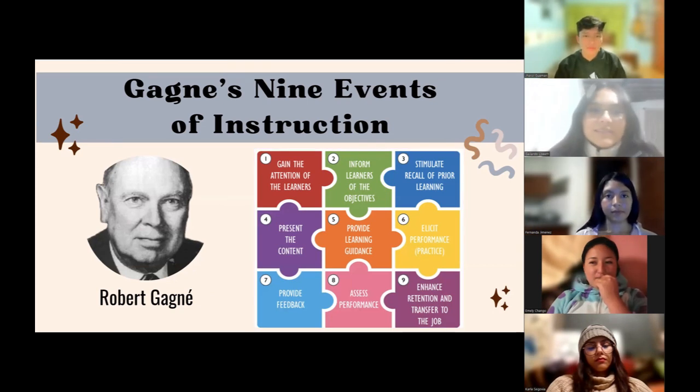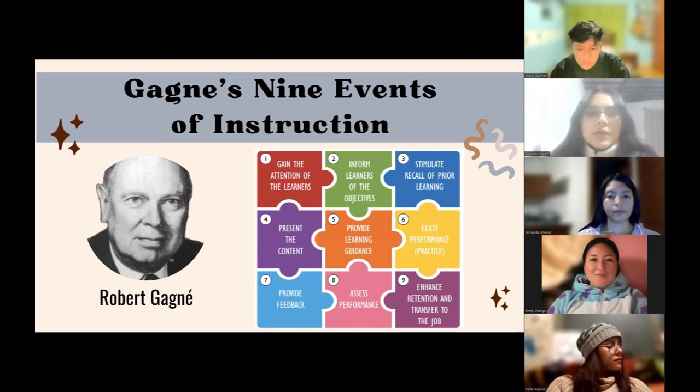The next is Gagne's Nine Events of Instruction. This model was developed by Robert Gagne, and it is a series of events that are associated with and address the mental conditions for learning. This model has 9 steps.